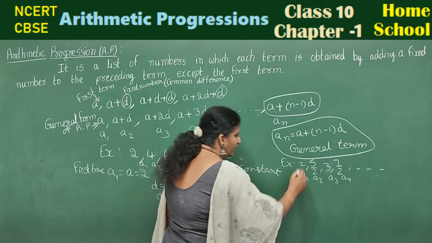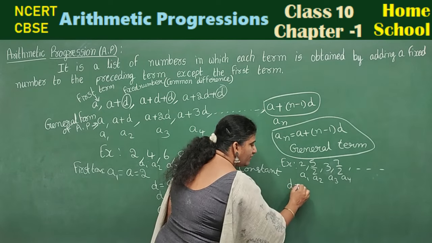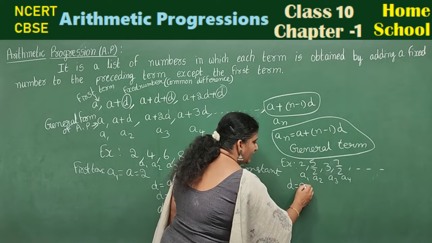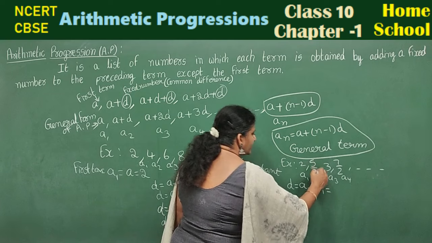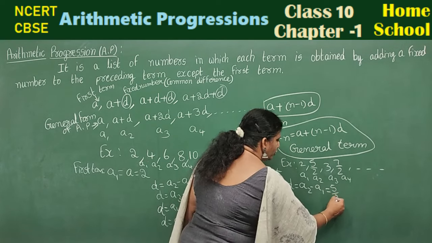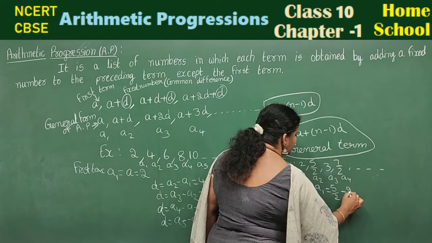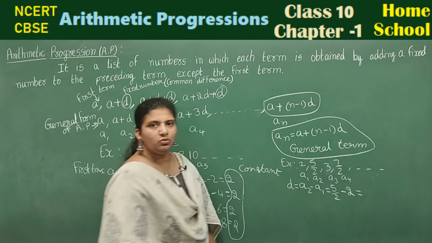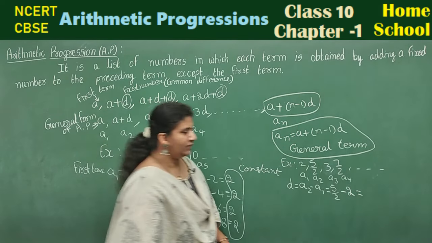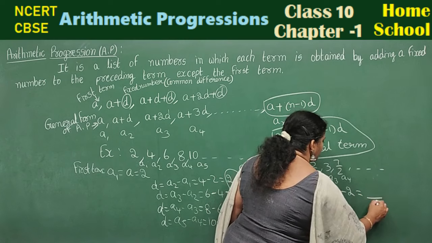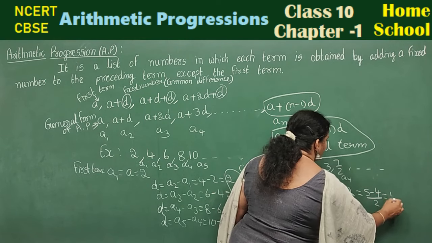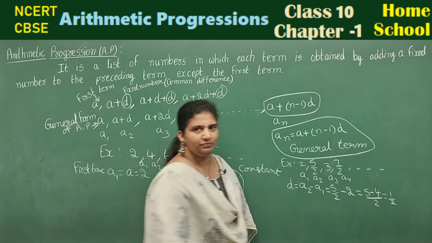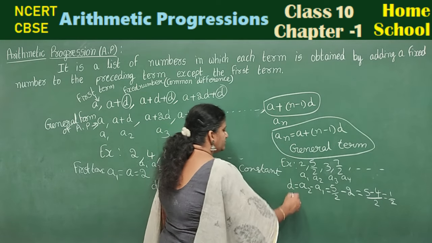So look here carefully. What is the common difference? How to find out? A2 minus A1. What is the A2 value? 5 by 2 minus the A1 value, which is 2. Now we need to do LCM. 5 minus 4 will be 1 by 2.